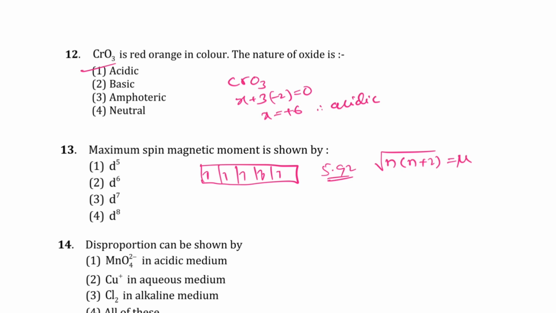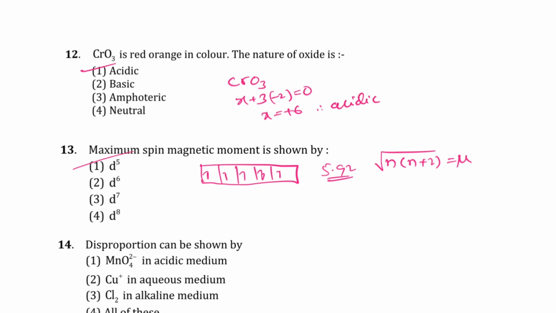Therefore, which shows the highest oxidation state, D5. Question 14: Disproportionation can be shown by the first option, MnO4 2 minus, that is called manganate. Permanganate is MnO4 minus, but here it is manganate. Cu plus in aqueous solution, Cl2 in alkaline medium, and the fourth one is all of this.